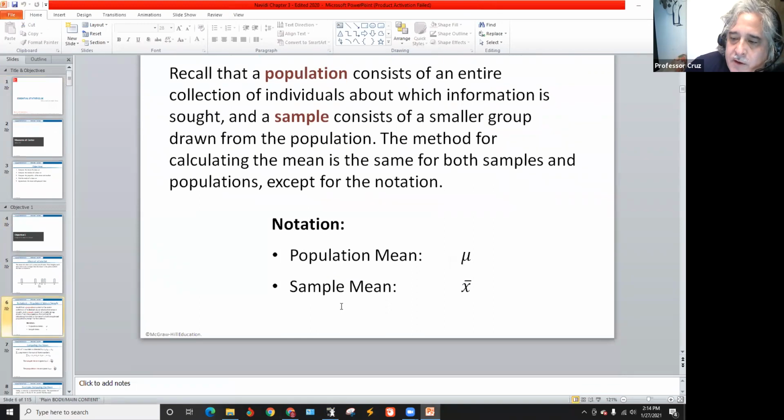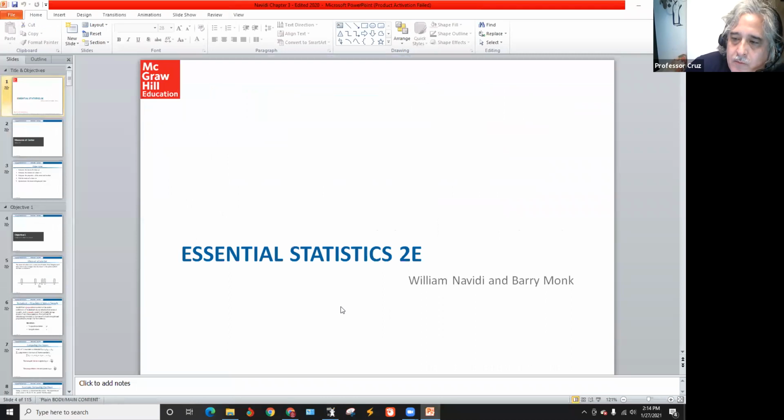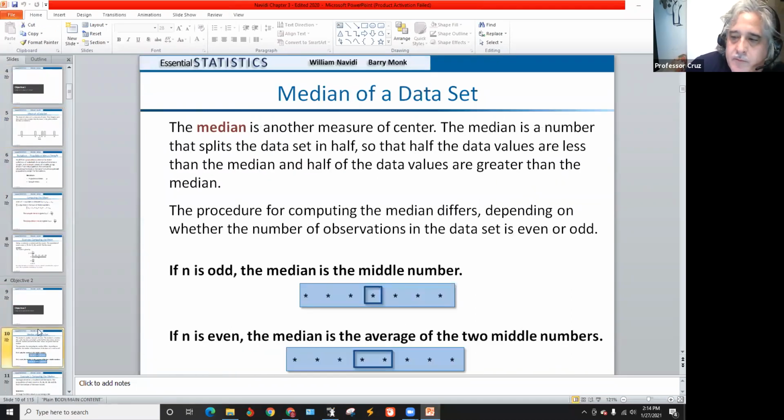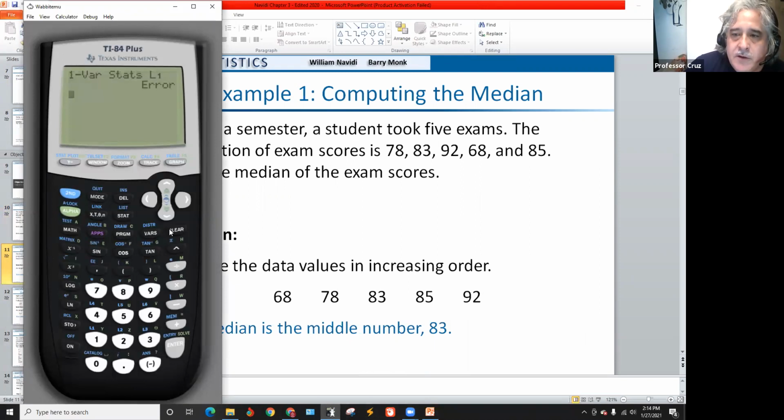I'm gonna go ahead and put those in there since it's a small data set, just to show you. All right, this is it. So just hang on if you want to see this. I'm gonna put the data in, go to stat, hit enter, and then just put these in. 68, enter. 78, enter. 83, enter. 85, enter.